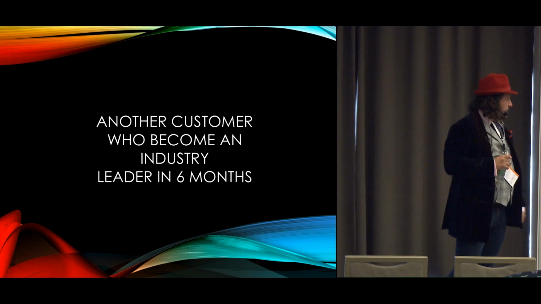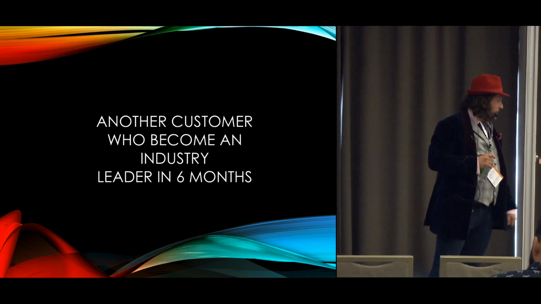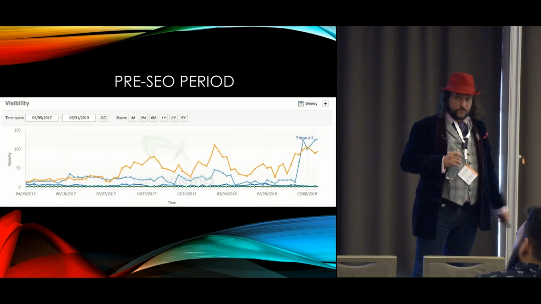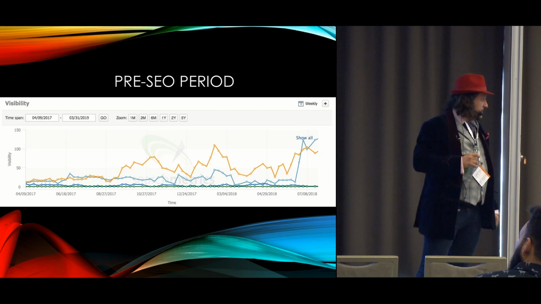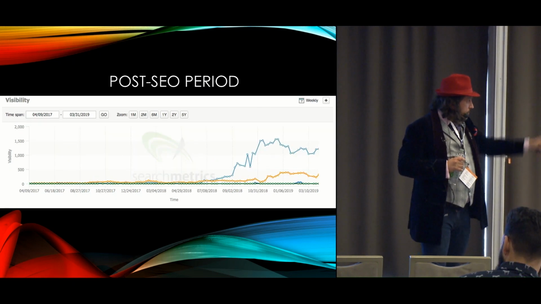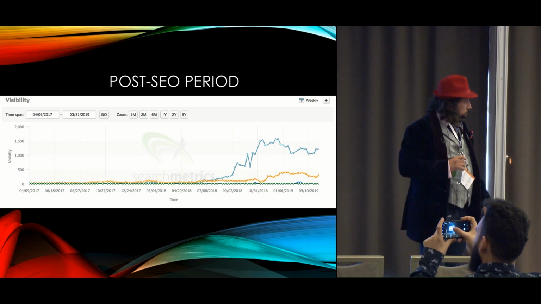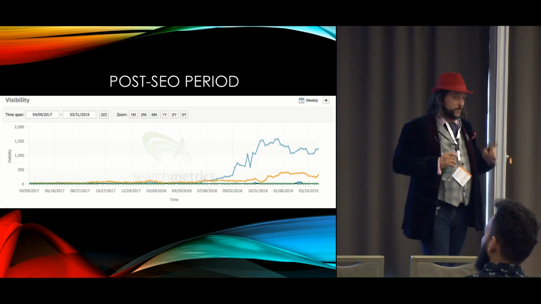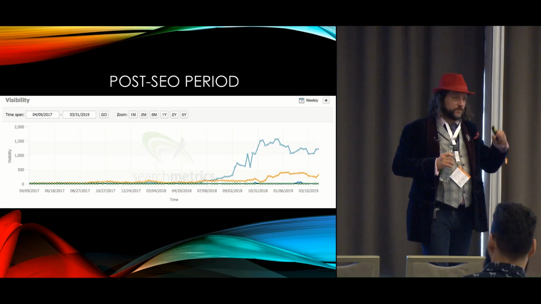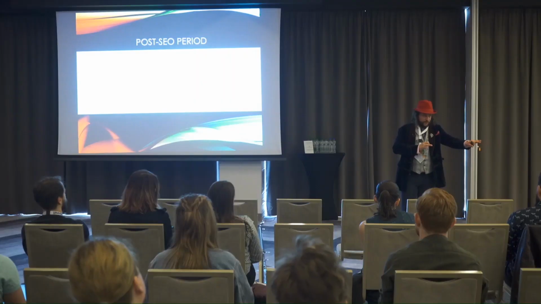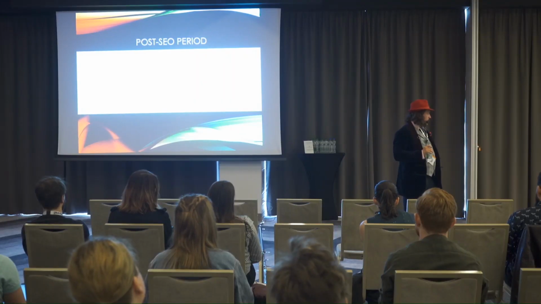And then the last example, another customer who became an industry leader, the one whose blog I moved from subdomain to subfolder. Take a look. This is before and this is now. Orange and the other colors that I don't recognize are our competitors, and the blue one is my client. He seriously increased traffic by 700%, starting from a level of 5,000-6,000. So we're talking about going from 5,000 to 60,000. He had to seriously upgrade his server.